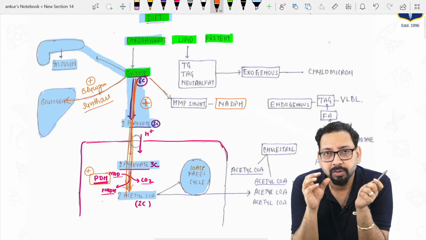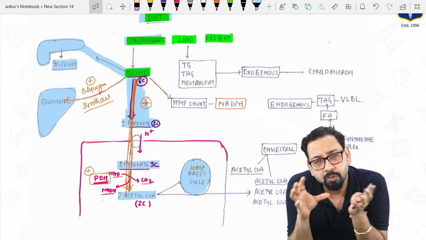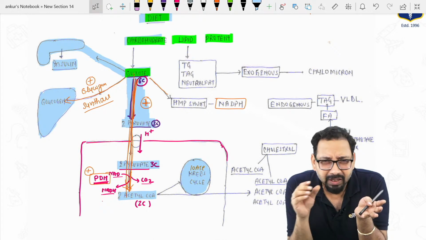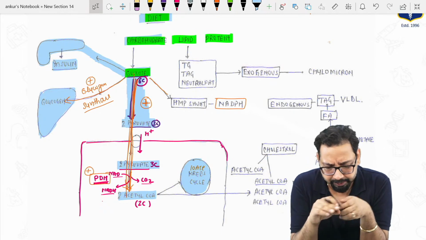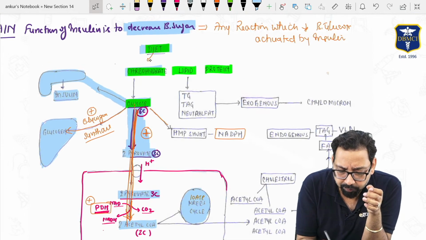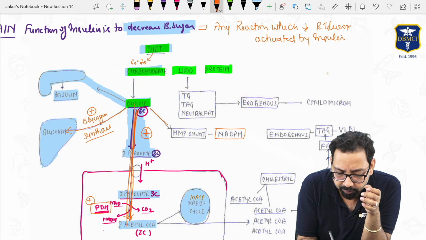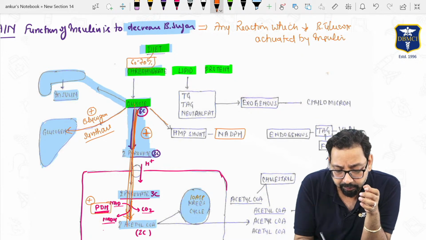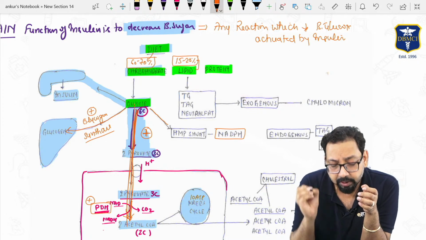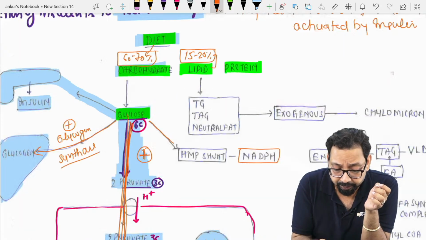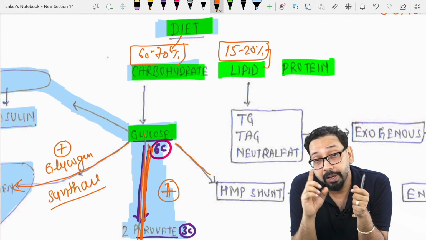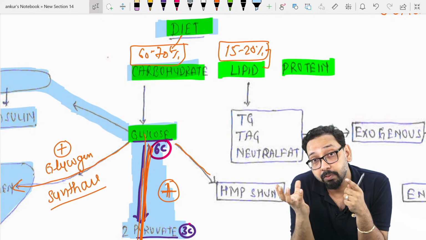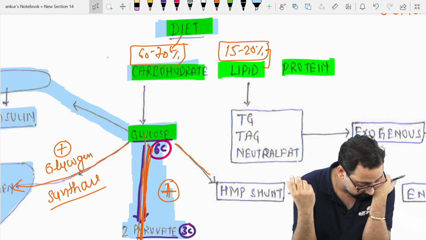You all know that our cells are exposed to oxidative stress. The main constituent of our diet is carbohydrate. If you take a normal diet, you will find that 60-70% of our diet is carbohydrate. 15 to 20% is lipid. So majority of our diet is carbohydrate. So carbohydrate has multiple functions in our body. I will solve so many questions by this concept.